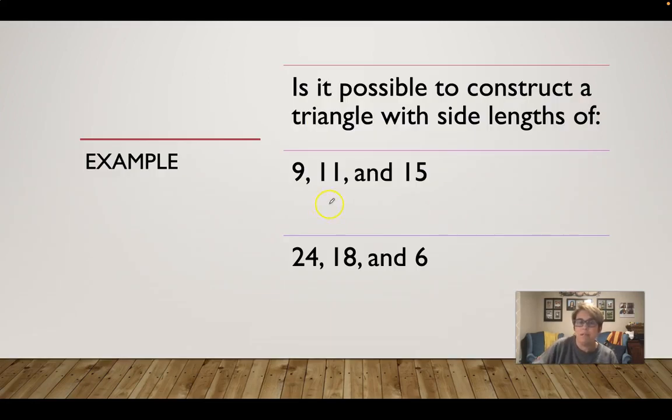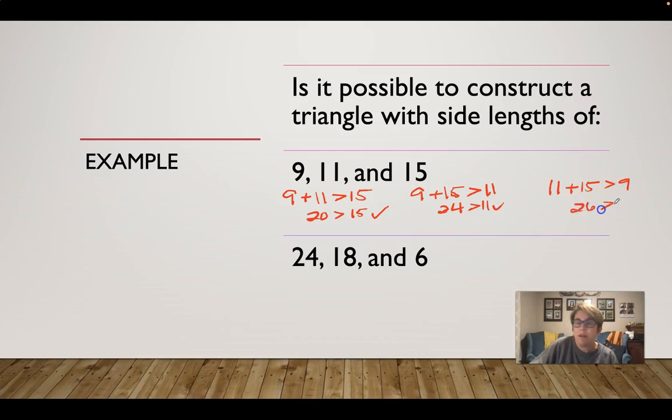So let's test it. You have to be given three sides and decide if it makes a triangle. So 9 plus 11 has to be greater than 15. Well, 20 is greater than 15, so that works. 9 plus 15 has to be greater than 11. Well, 24 is greater than 11, so that works. And 11 plus 15 has to be greater than 9. 26 is greater than 9. That works, so yes, those three sides can make a triangle.